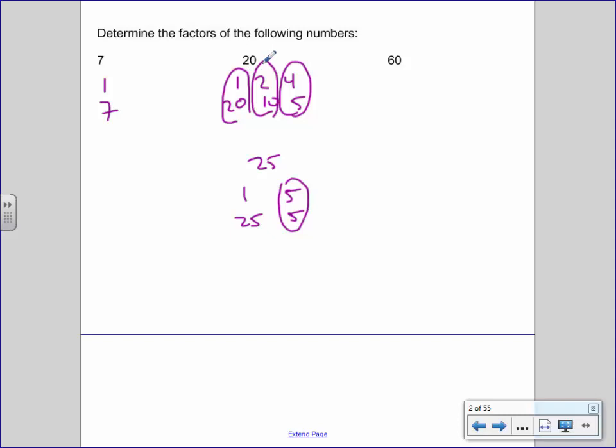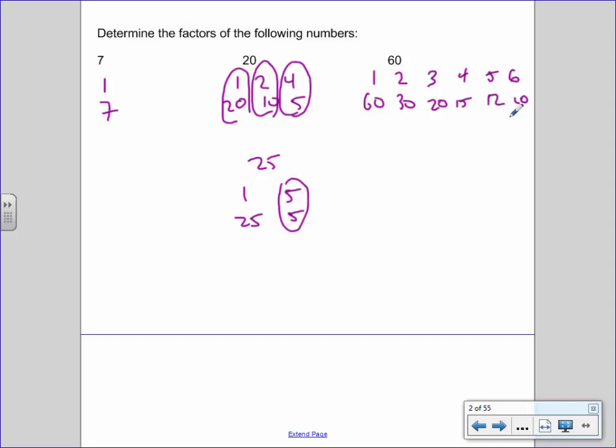So really, this is just a process of working through them. 60 would be, well, 1 goes with 60. 2 goes with 30. 3 goes with 20. 4 goes with 15. 5 actually goes with 12. 6 goes with 10. It doesn't divide by 7. It doesn't divide by 8. It doesn't divide by 9. And I would actually stop there because since 10 is the last one I already found, why would I bother going past that?